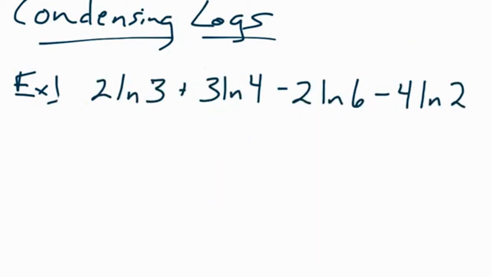This looks like a neat problem. Do you want to see if you can condense this on your own? We've got 2 to the ln of 3 plus 3 to the ln of 4 minus 2 to the ln of 6 minus 4 to the ln of 2. I'm telling you, if you can condense this all to be 1 ln of maybe one fraction, you'll be going down the right path.